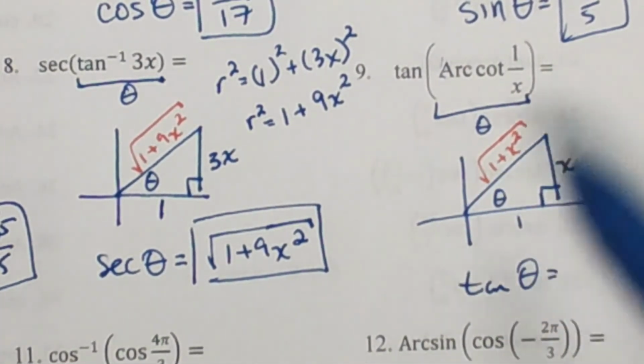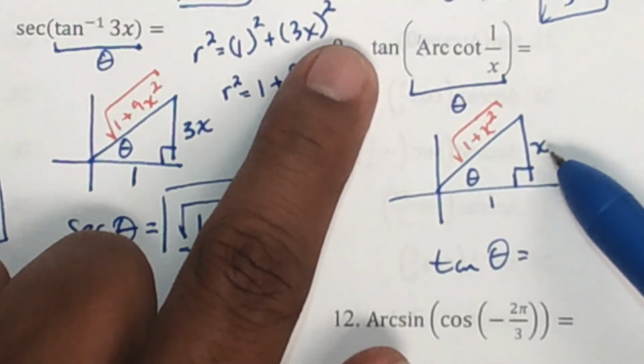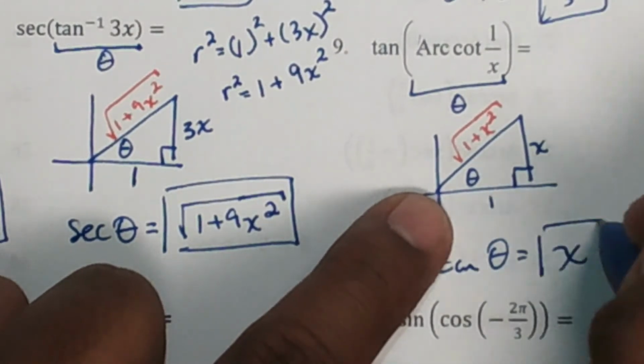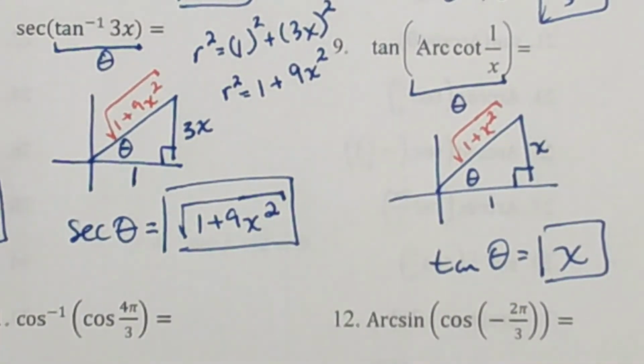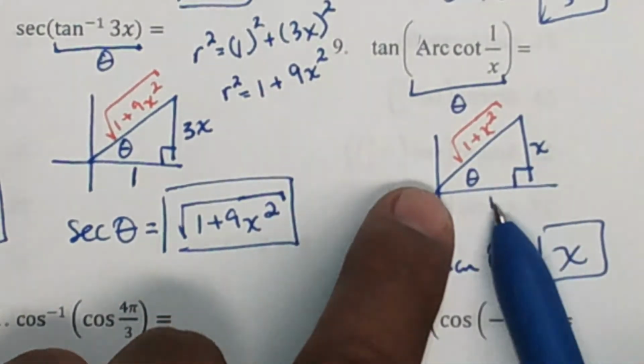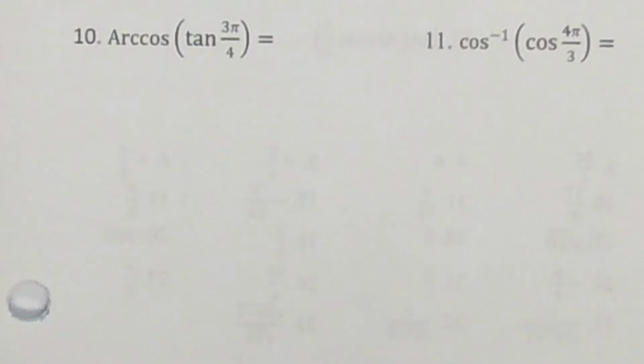Well, what's nice is that in this problem, you didn't really need that hypotenuse because we're just going back to tangent, which is the opposite over the adjacent. So just x over 1, or simply just x. So draw the triangle out. It's very helpful. Do Pythagorean theorem. It is very helpful on practicing what you need to do for this unit.